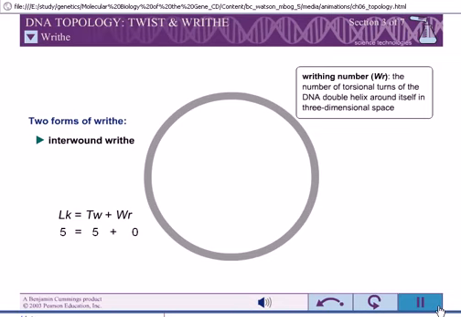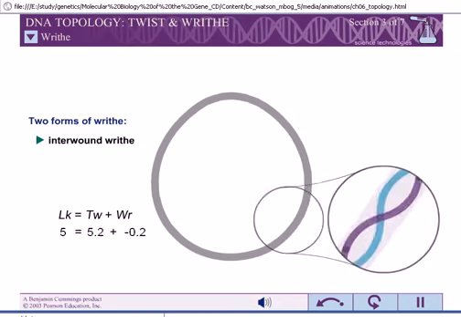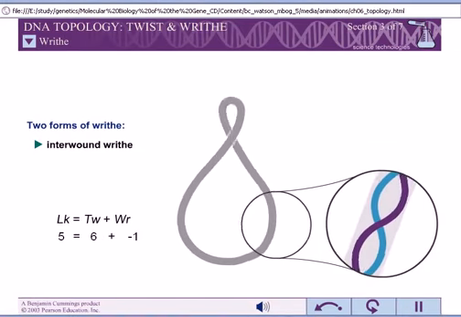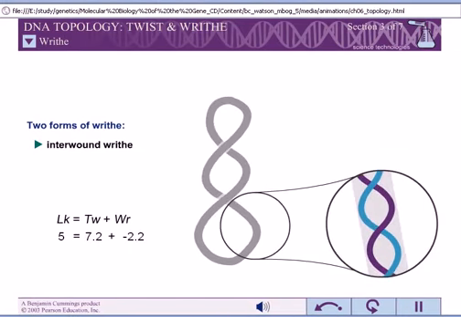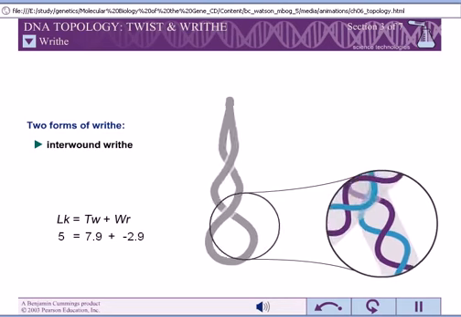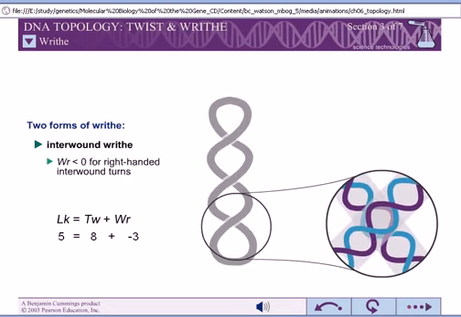If right-handed DNA forms a right-handed interwound helix, the DNA must twist to accommodate the writhe. Therefore, right-handed interwound turns are assigned negative writhing numbers. Note that, although the linking number must be an integer, the twist and writhing numbers can have fractional values.